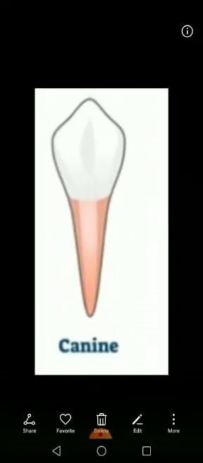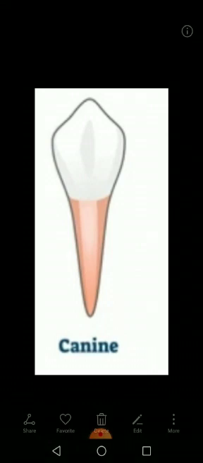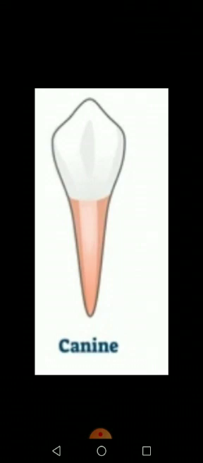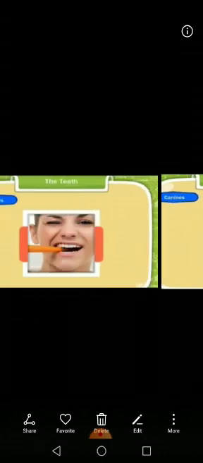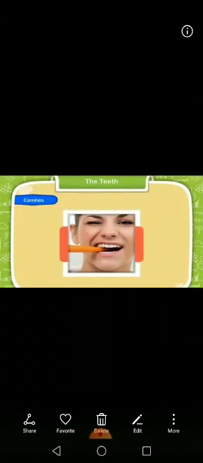Now come towards the second type of your teeth. This is called the canine. We have four pointed and sharp teeth next to the incisors, two in the upper jaw and two in the lower jaw. They help us to tear our food, and they are also called tearing teeth.